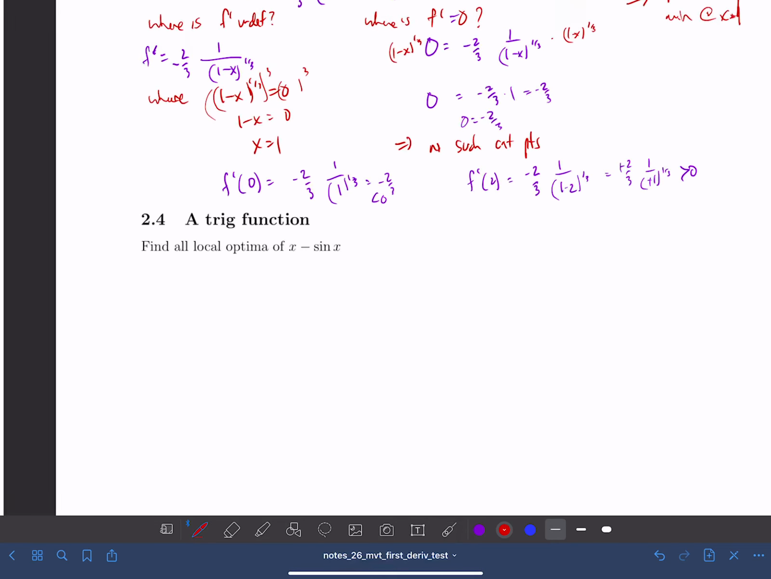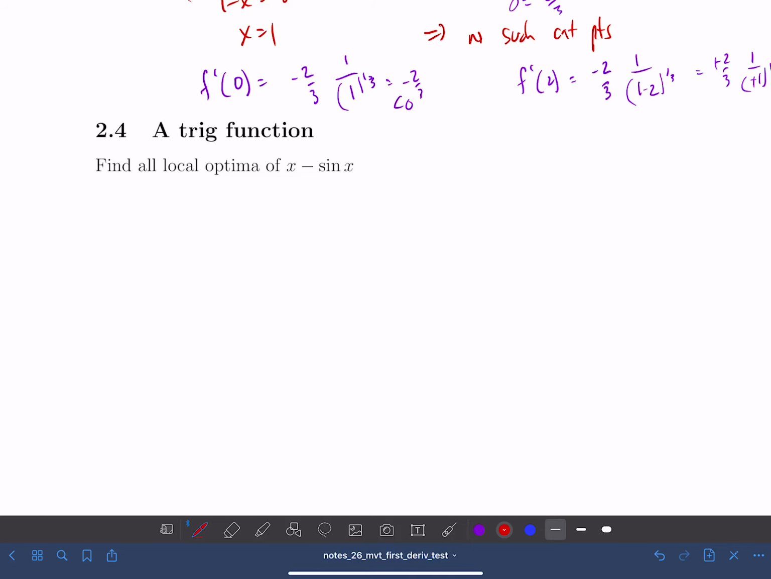Okay. So there's this example on finding all local optima of x minus sine x. I think that this is an interesting problem, and let's do it. So let's call f equals x minus sine of x. Number line. All right. So this function is continuous, so no f prime undefined critical points.